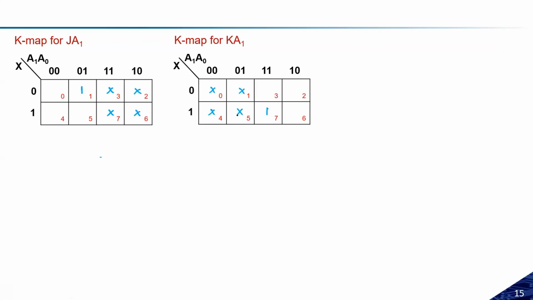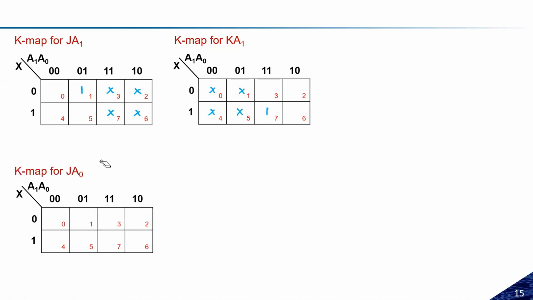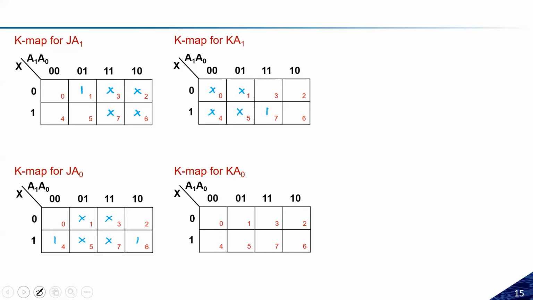Similarly, for JA0, 4 and 6 were high, and 1, 3, 5, 7 were in the don't care state. The last one is KA0. In the KA0, 1 and 7 were high, and 0, 2, 4 and 6 were in the don't care state.